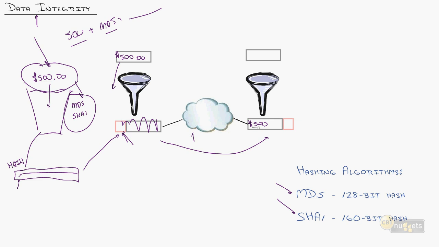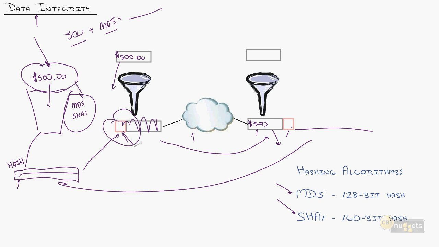So when it gets to the other side, it says, okay, you said $500. Let me run it through. It comes out to this answer, compares it with the answer that was tacked on to the end of the packet. It goes, you're right. It hasn't changed. So I will assume that $500 was exactly the thing that you typed in.